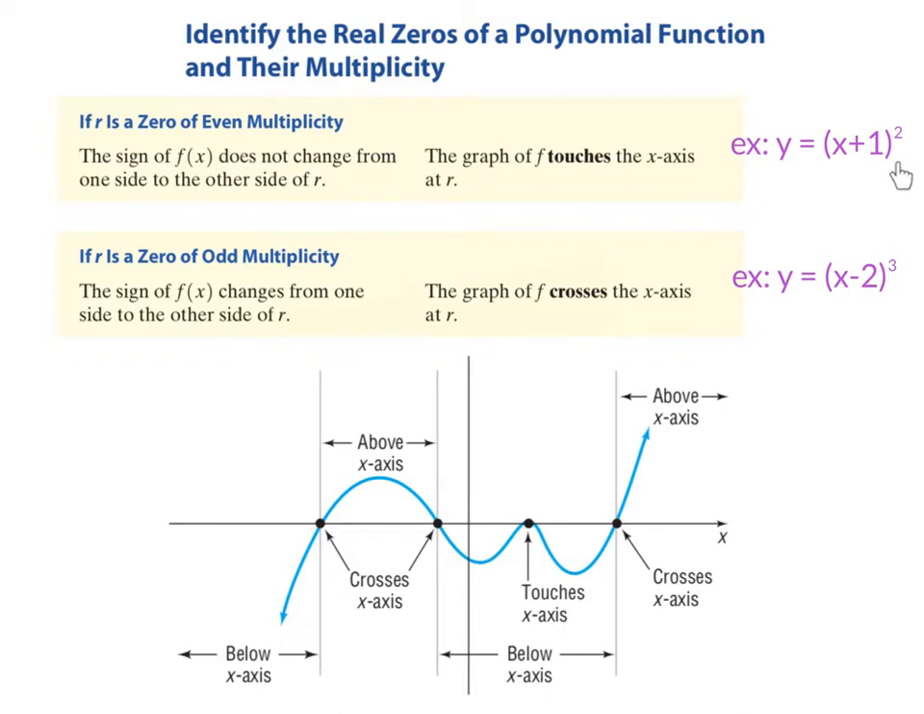So if you have a root, whether it's 0, 1, 2, whatever, and if it has an even exponent when it is in factored form, that is an even multiplicity. Even multiplicities will touch or bounce along the x-axis. So this point right here, that's an even multiplicity because it bounces or touches, whatever description you prefer. And if your factor has an odd exponent, that is going to be an odd multiplicity. Odd multiplicities cross through the x-axis. So that point, and that point all have odd multiplicities.